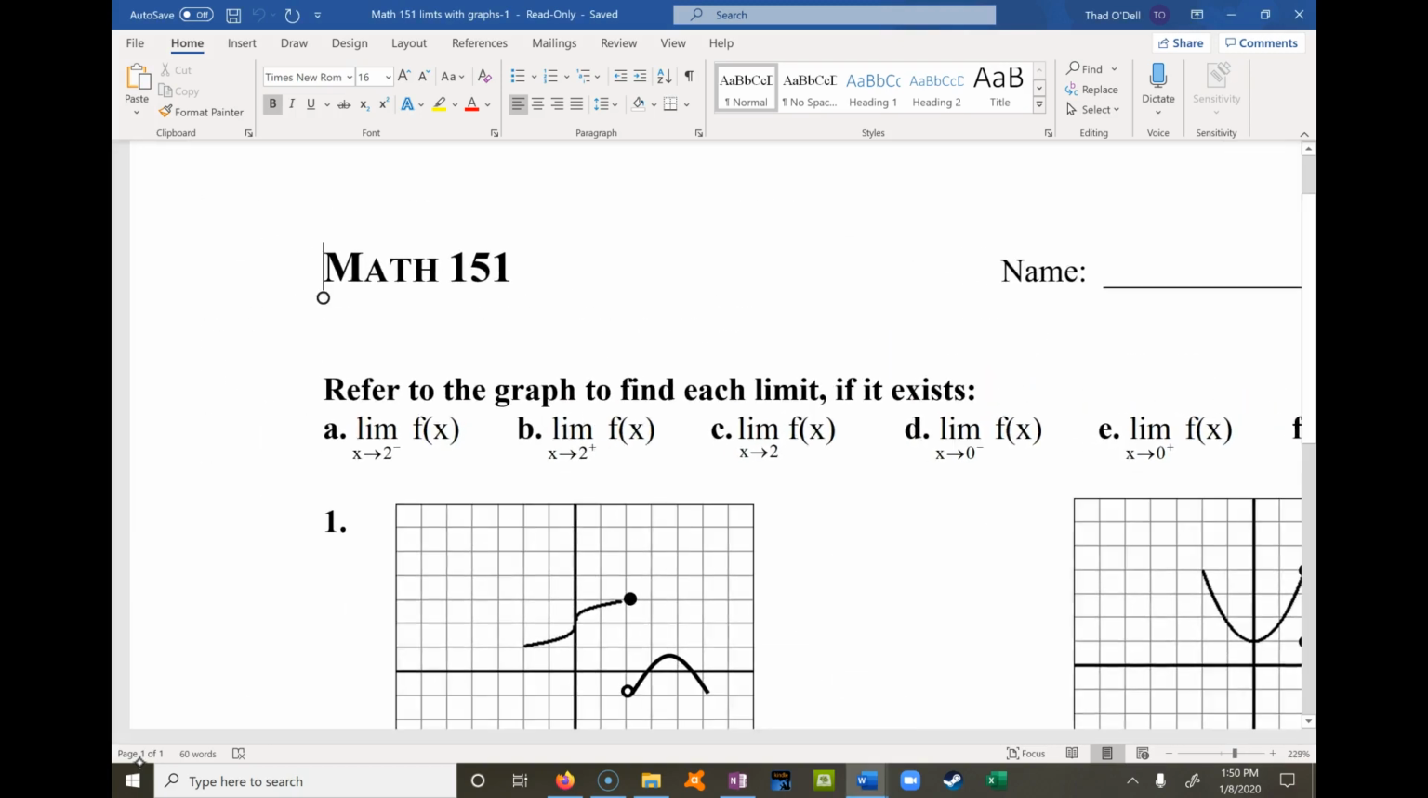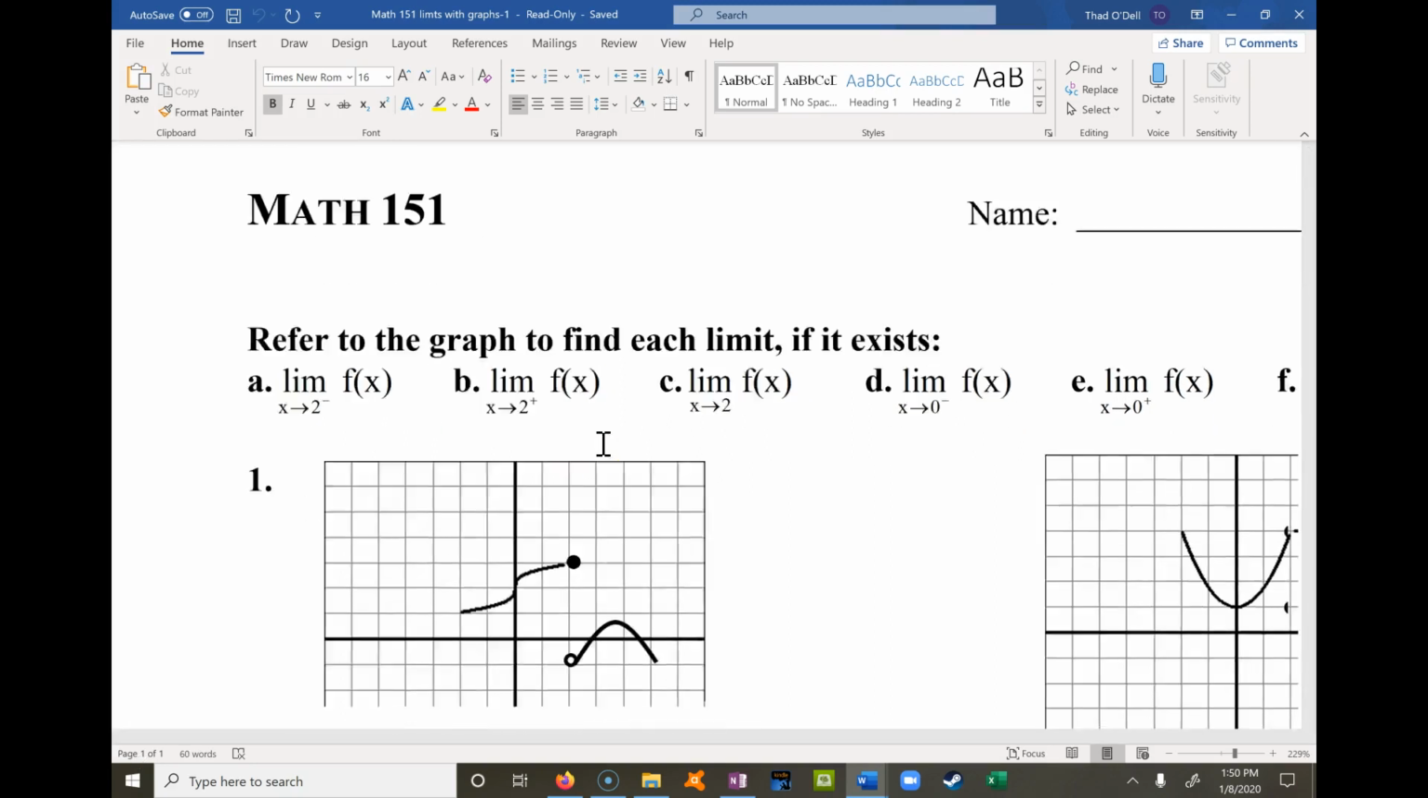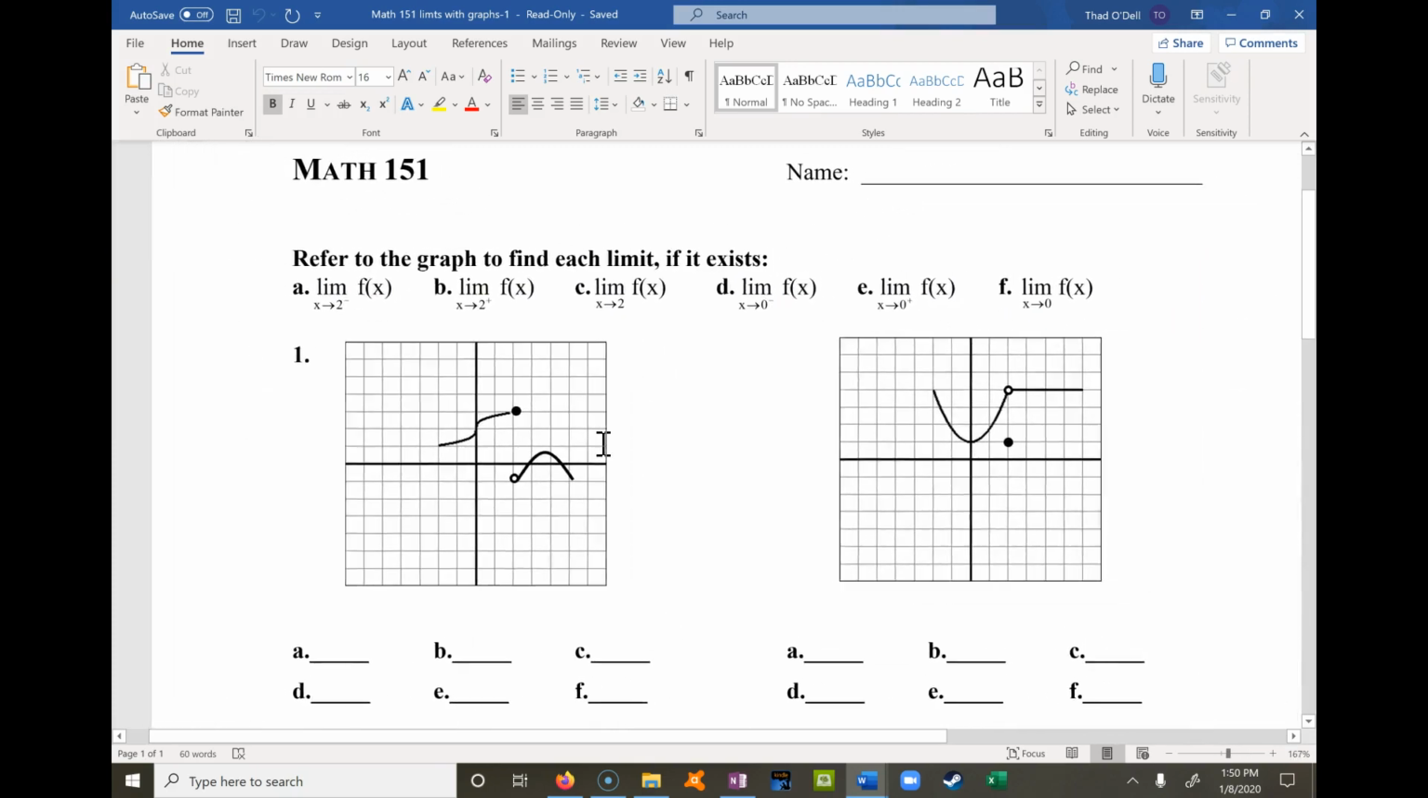If we zoom in real close, this means what's the limit of f of x as x approaches 2 from the negative side or from the left side. And this is what's the limit of f of x as x approaches 2 from the positive side. So that's just some notation that I want to make sure you're familiar with.